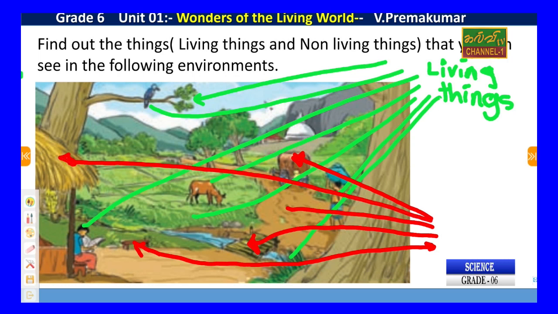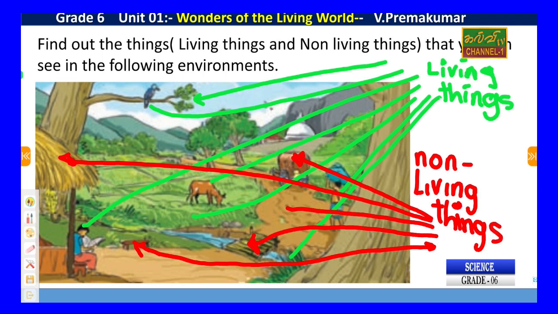So here there are more living things and more non-living things. These are non-living things. Grade 6 students can understand what our environment consists of. It has living things and non-living things. Okay, now we will go to the next slide.